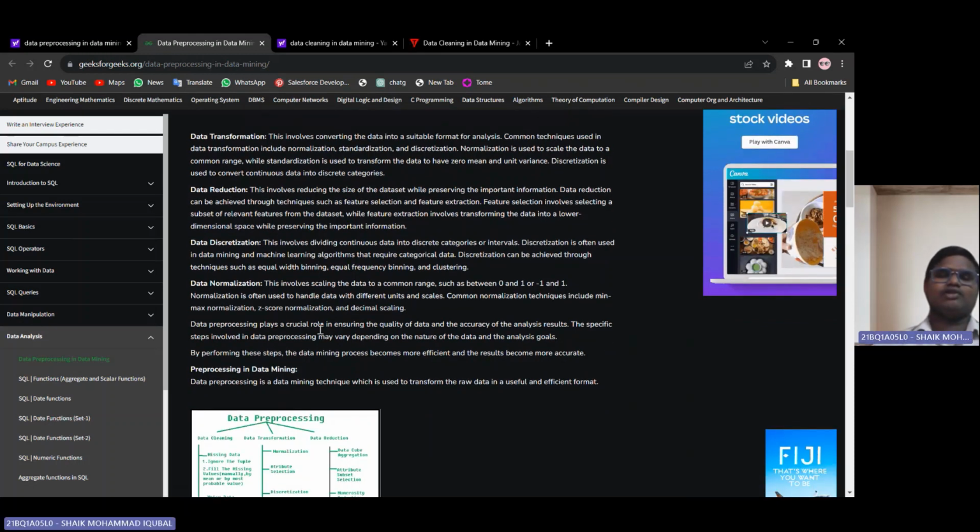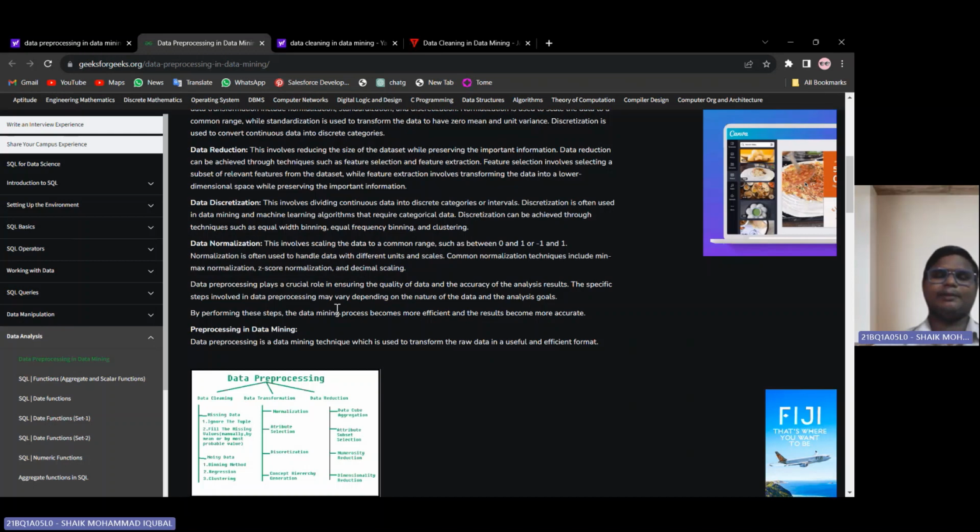Data preprocessing plays a crucial role in ensuring the quality of data and the accuracy of the analysis results. The specific steps involved in data preprocessing vary depending on the nature of the data and analysis goals. By performing these steps, the data mining process becomes more efficient and the result becomes more accurate.